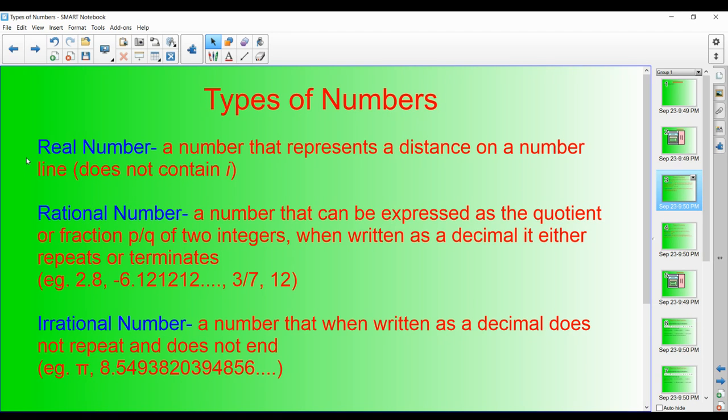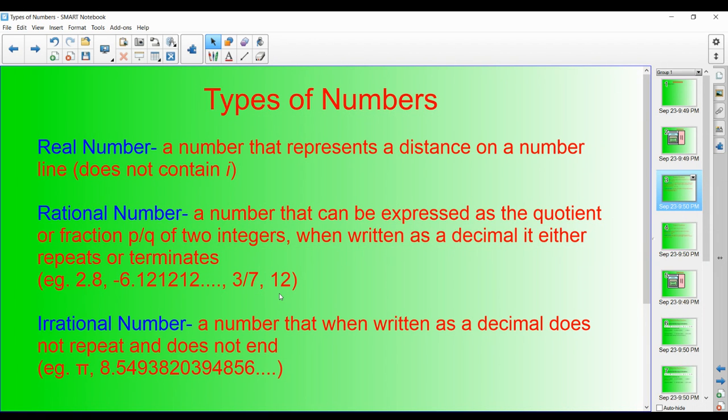Then we move on to rational numbers. So rational numbers, for lack of a better term, are your normal numbers. A number that can be expressed as a fraction of two integers. So a fraction, improper fraction, or a proper fraction. Or it could be written as a decimal that repeats or terminates. So we could have 2.8 or 6.12 repeating or negative 6.12 repeating. We can have a fraction, we can have a whole number. Those all fall under the category of rational.